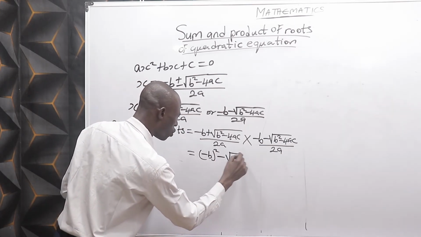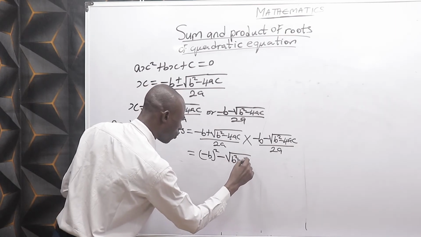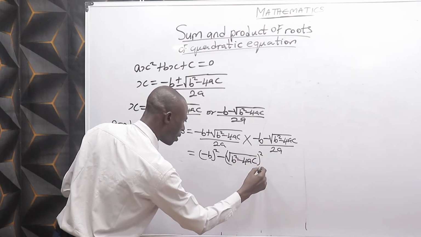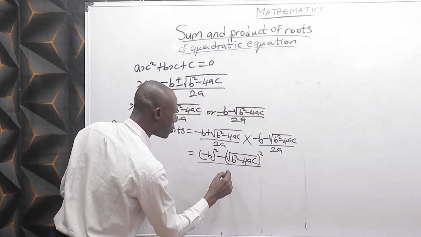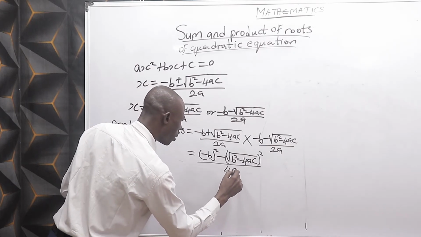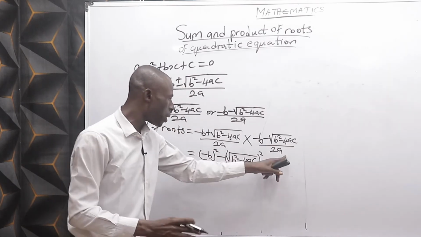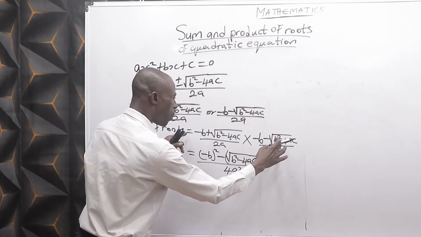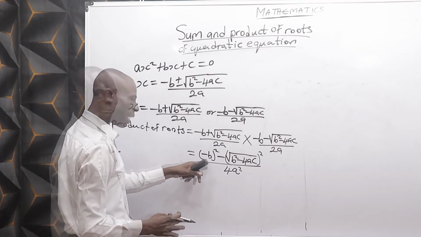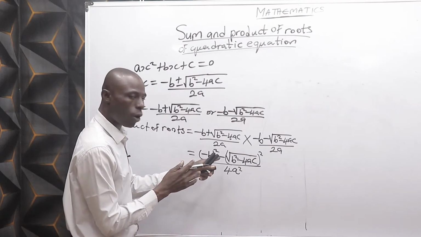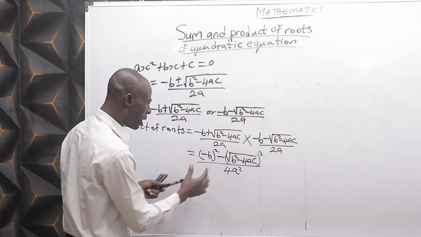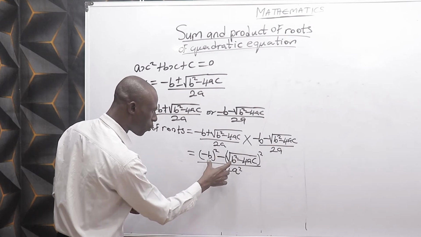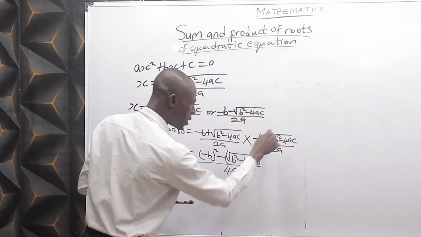minus square root of b squared minus 4ac whole squared all over 4a squared. I multiply the denominators: 2a times 2a gives 4a squared. But for the numerator, the method of multiplying them together is by expressing them as a difference of two squares. Definitely, this difference of two squares at the numerator here will reproduce for us this times this.